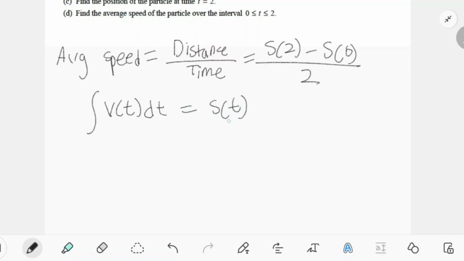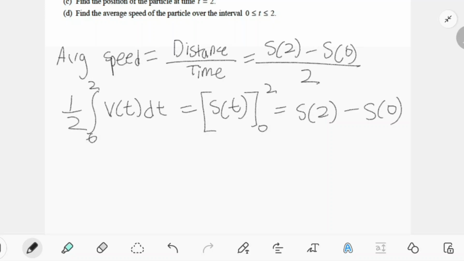is s of t. And when we set the upper limit to 2 and lower limit to 0, that would be s of 2 minus s of 0 according to the fundamental theorem of calculus. And we must not forget to divide this by 2 because it took 2 seconds to travel that distance. So the yellow part here corresponds to the integral here, and the blue part here corresponds to 1 over 2 here.